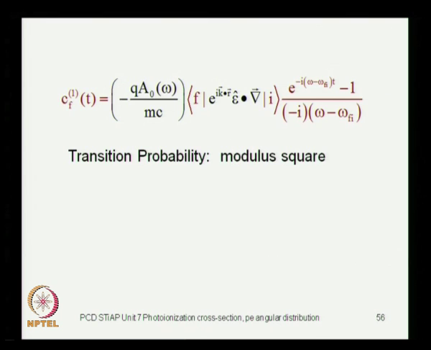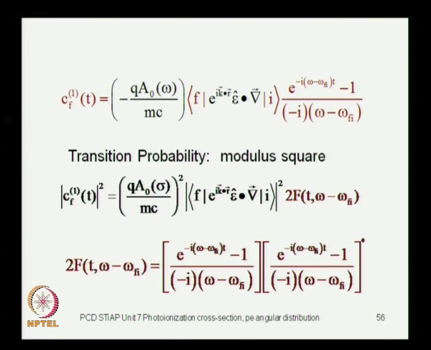Now, the transition probability itself is the square of the modulus. So, let us do that. This is the modulus square, and then you have this quantity multiplied by its complex conjugate, which will go into the modulus square, right. So, that quantity is here multiplied by its complex conjugate, and together this product is what I have written as twice f. This is just a simple notation.